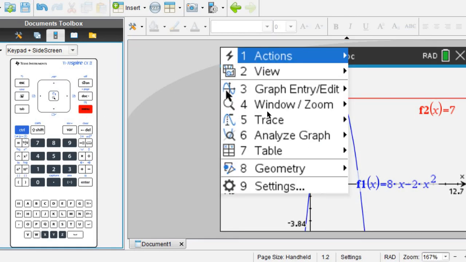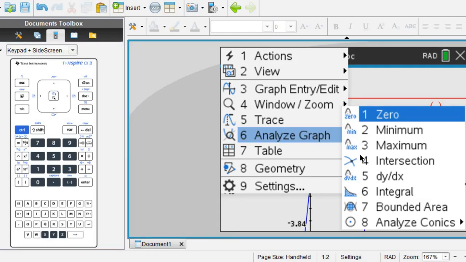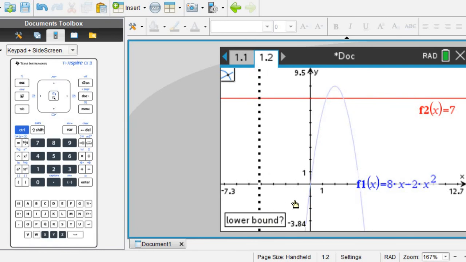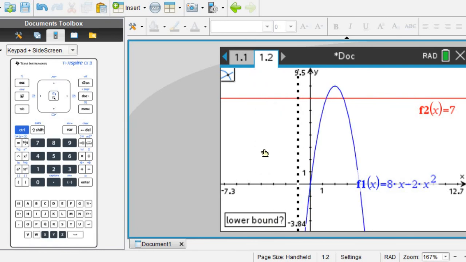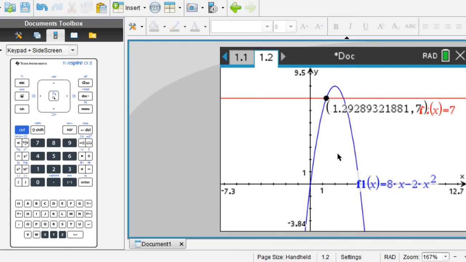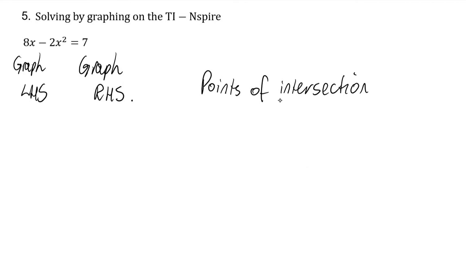So if we go Menu, Analyze Graph, Intersection, and see how it's asking you for the lower bound? That just means click this dotted line somewhere below, so to the left, of the point of intersection you want to find there. Now it's asking for an upper bound, and you see as soon as I move it to the right, it locates the first point of intersection. So this is one of our x values. x is approximately 1.29.